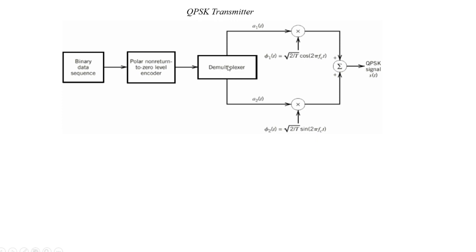It will divide the sequence into a1 of t and a2 of t, that is the odd numbered bits and even numbered bits. The odd numbered bits are multiplied with phi 1 of t, and a2 of t, the even numbered bits, are multiplied with phi 2 of t. It will give the two individual PSK signals, a1 of t phi 1 of t and a2 of t phi 2 of t. Adding these two we get the QPSK signal s of t. So this is the transmitter.